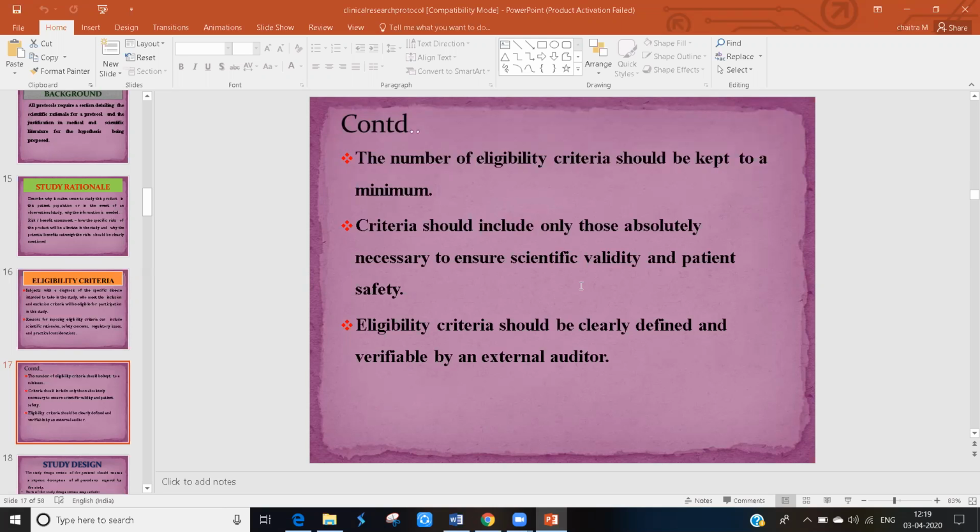But whichever is applicable, you should never miss. But as much as possible, you have to keep the minimum, because if you keep too much, doing a clinical trial will become very difficult. And also the criteria should include only what is necessary for scientific validity and patient safety. And the criteria also should be clearly defined and verifiable.